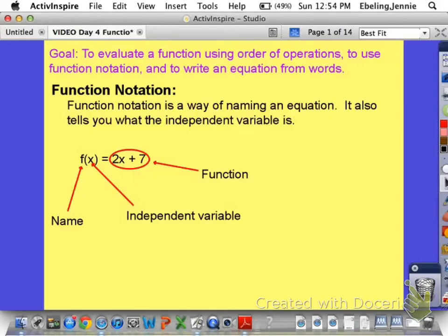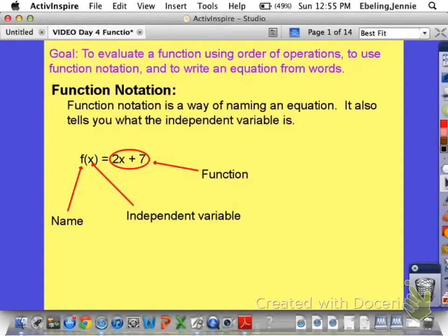Hello. Today on day 4, we are going to talk about functions. And what we're going to do is we're going to learn about what function notation is, how to read the function properly, how to evaluate functions, find a certain value in a function, and write an equation from words and solve. So let's start off.